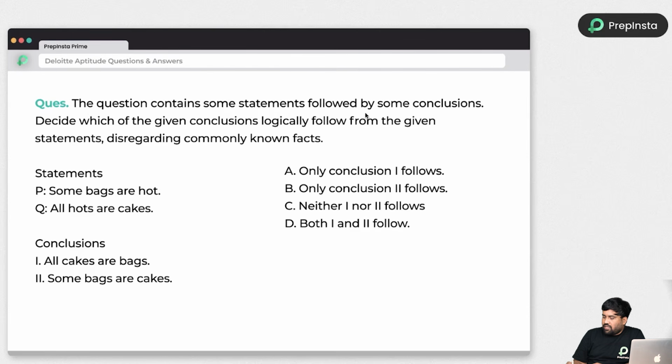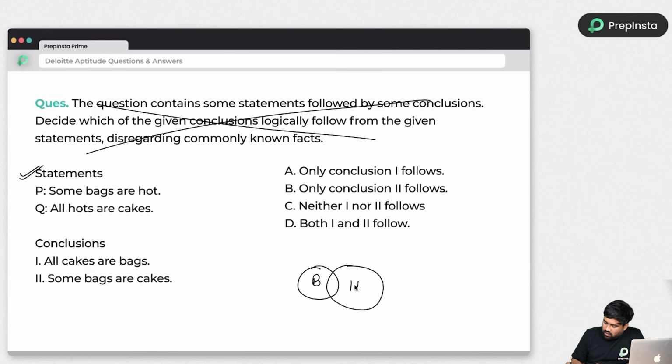The question contains some statements followed by some conclusions. Whenever I see this, I will never read the data. I will go through the statements directly, because I want to save my time. So some bags are hot. Some means I have related some.